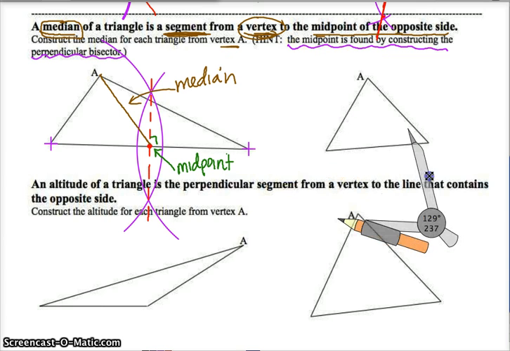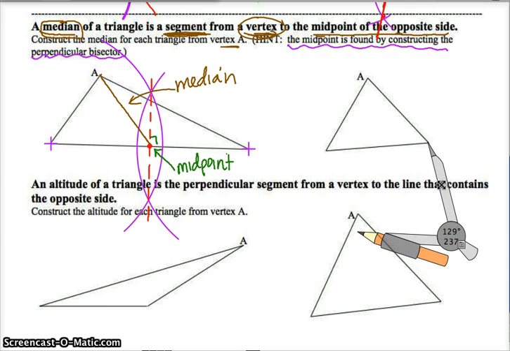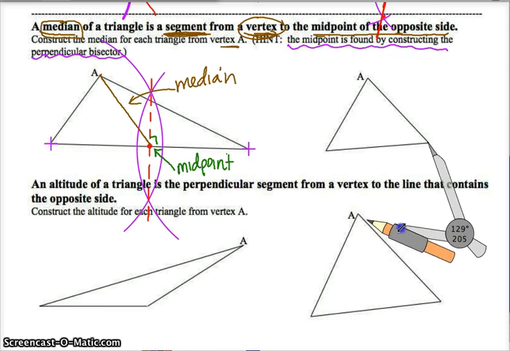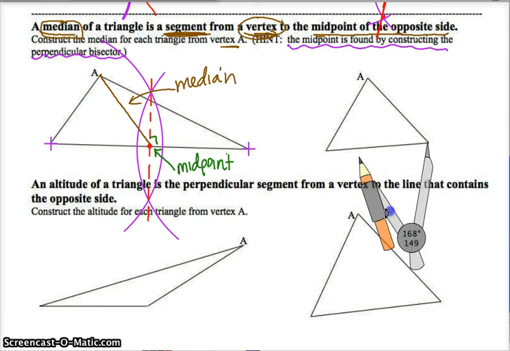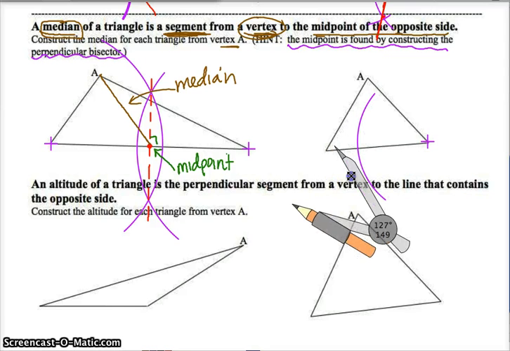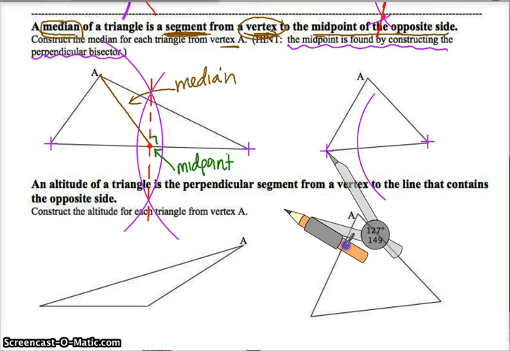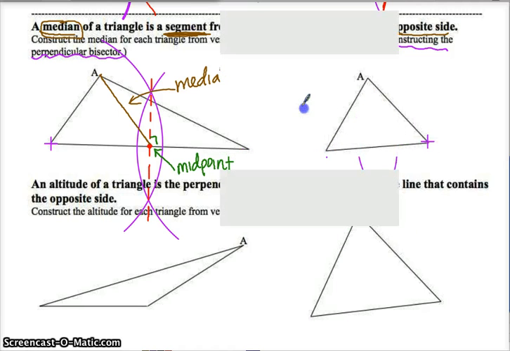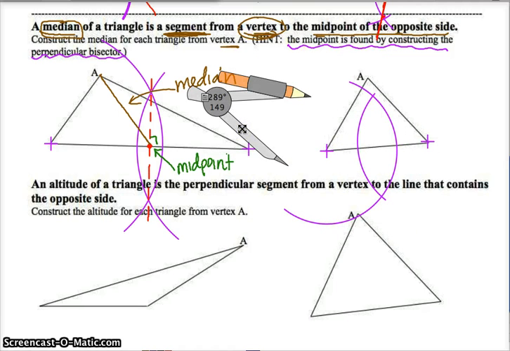Okay, let's try it again. So what do you do to get a median? First step, find the midpoint. Well, how do you find the midpoint? You have to do the perpendicular bisector. How do you do the perpendicular bisector? You go ahead and put your compass on the end points and make your little swoops or your arcs.